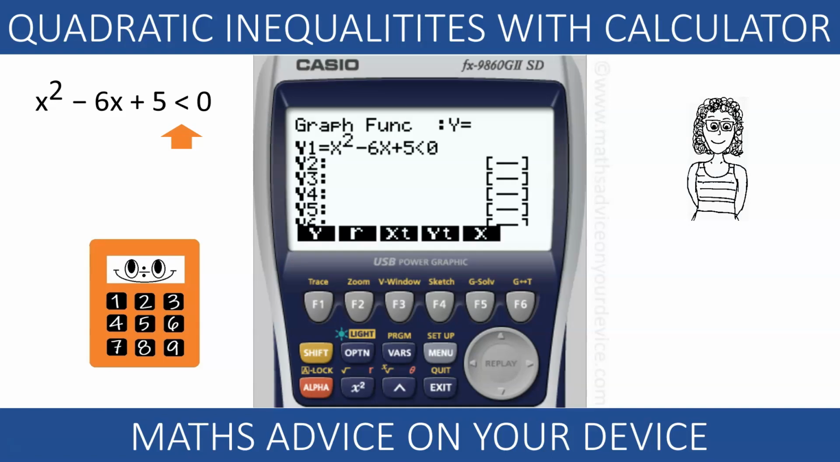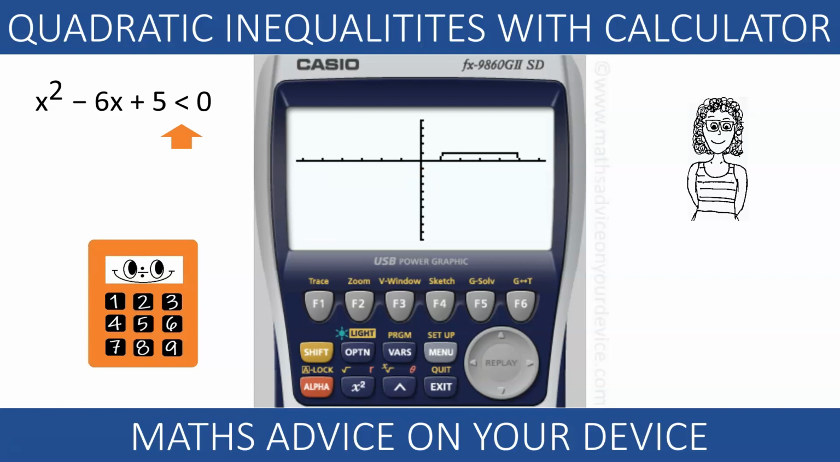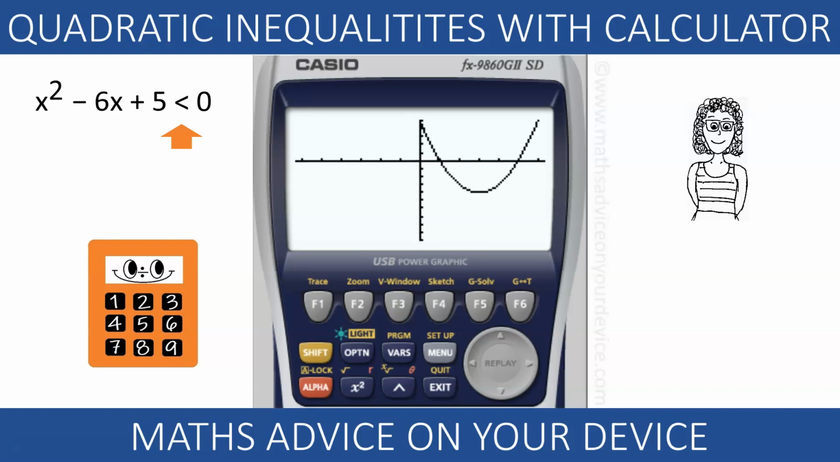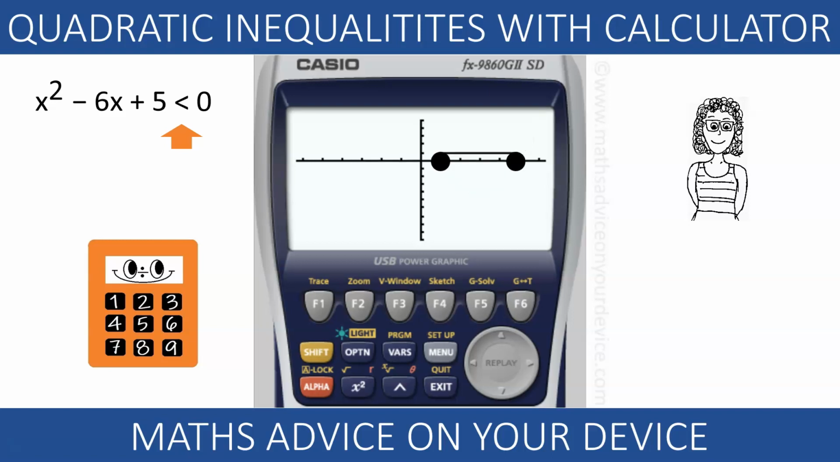Here is where your calculator comes in handy. Add the inequality sign after the quadratic expression and draw the graph again. Any values of x between 1 and 5 are part of the solution because our parabola goes below 0 for values between the roots 1 and 5. We write it like this.